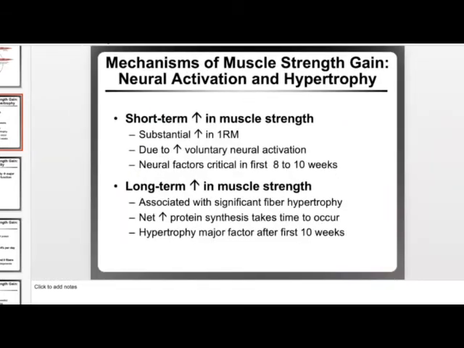So now we talk a little bit more about the timing of all of this, and we've gotten to that. For the most part, short-term increases in muscle strength are due to neural activation. In fact, for the first 8 to 10 weeks, most of the increases in muscle hypertrophy are going to be due to those neural factors.